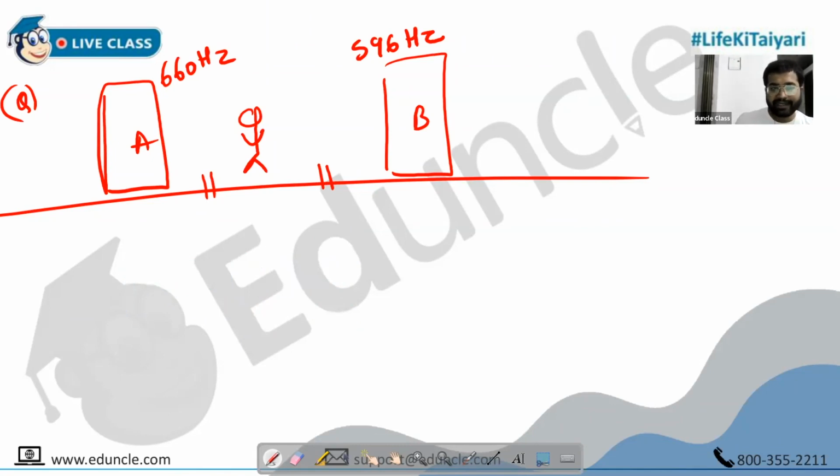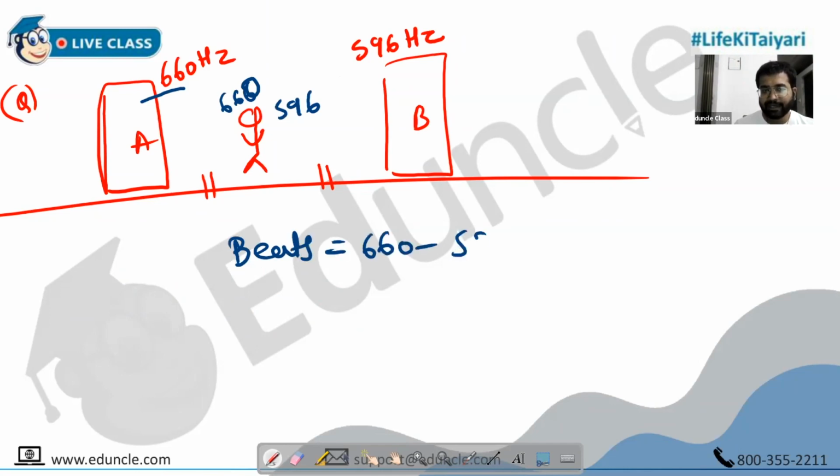So whatever is emitted, the same will be heard. So beats will be the difference between them, which is 660 minus 596, which is 64 Hertz. That's the first case, when they were not moving.